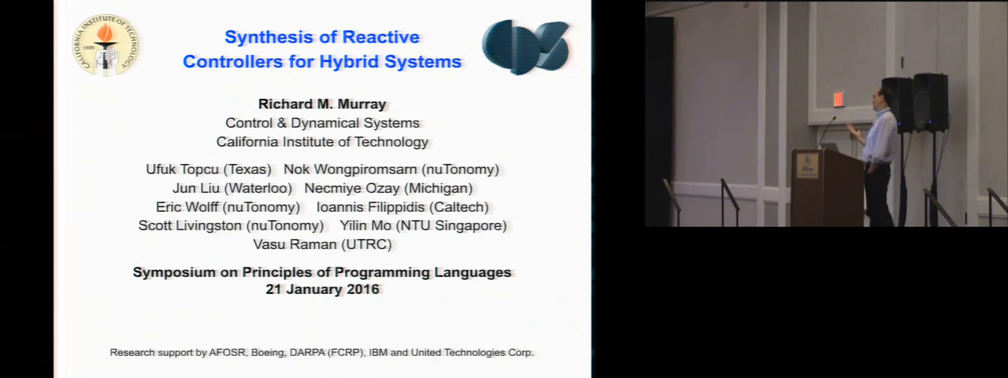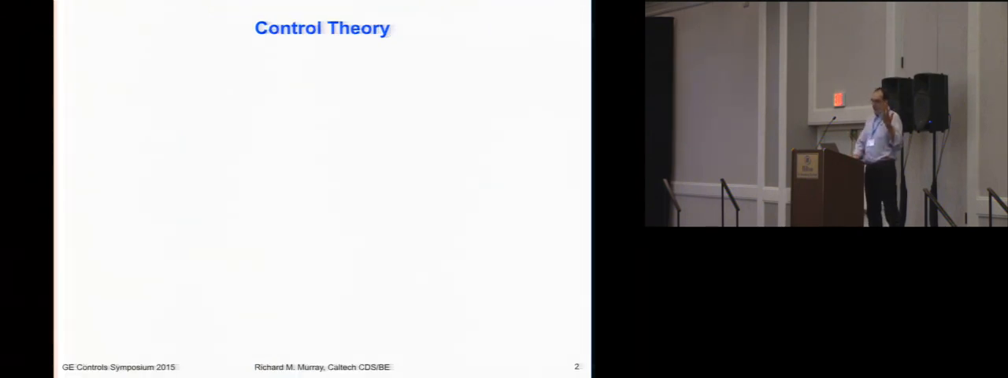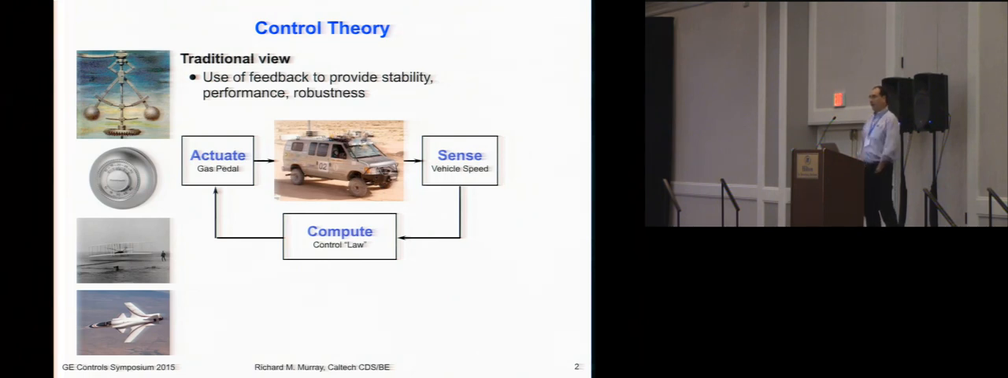But let me maybe start by saying a little bit about what control theory is, because that's my background and that's sort of where I'm coming from, and so you should know some of my biases. So the kind of traditional view of control theory is this picture where we have sensing, computation, and actuation in a feedback loop. Now, of course, this happens all over the place, embedded systems, all of these types of things.